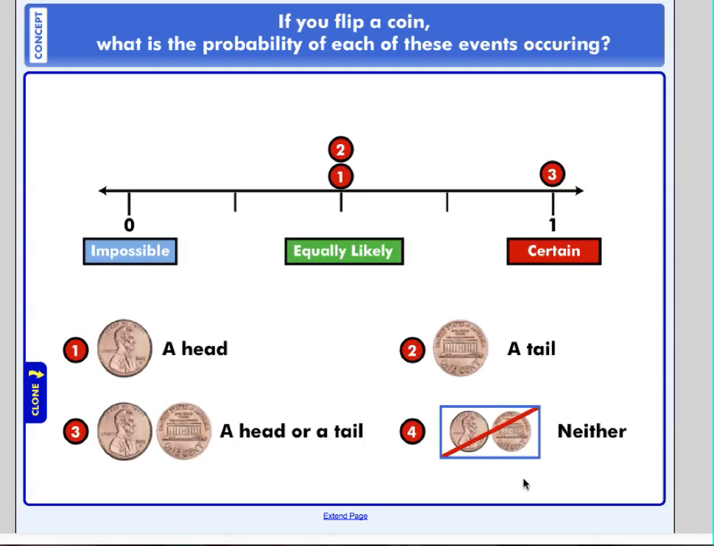How about neither? Right, that's impossible. You're either going to get a head or a tail. It's impossible to get neither. I guess some people would like to think that a coin could perfectly land on its edge, but I don't think that's going to happen.